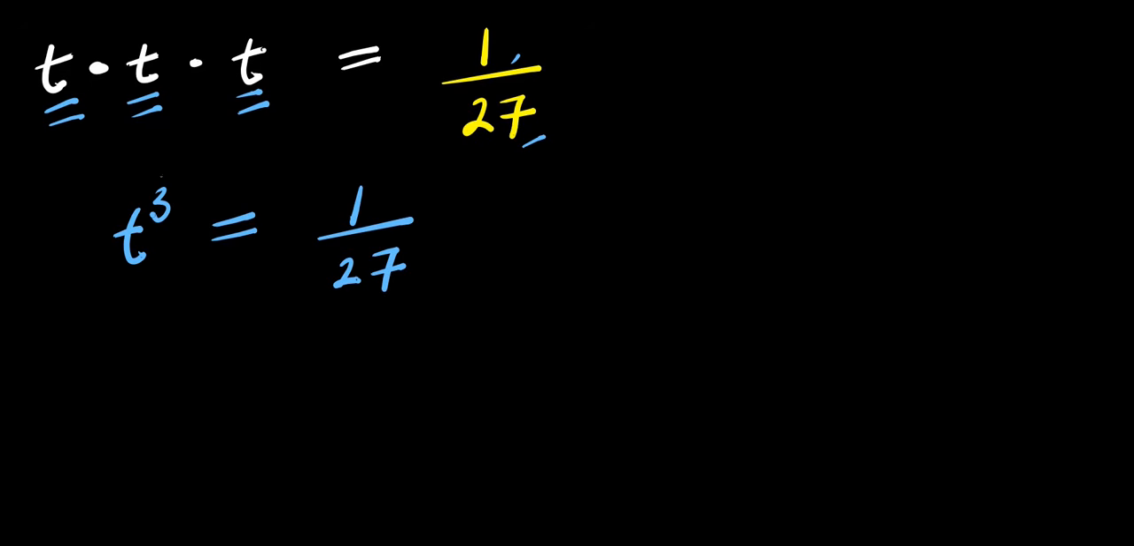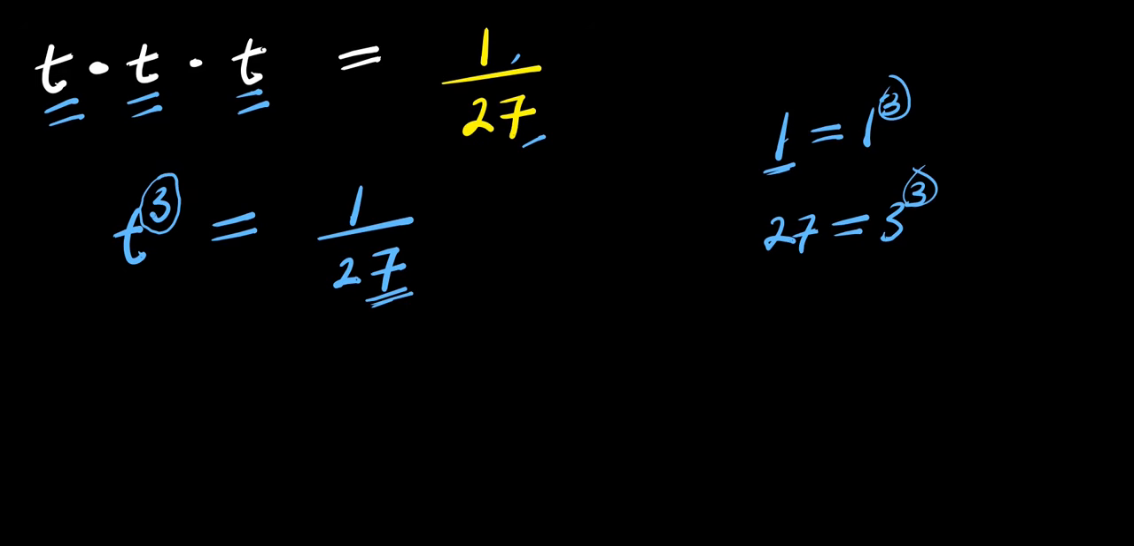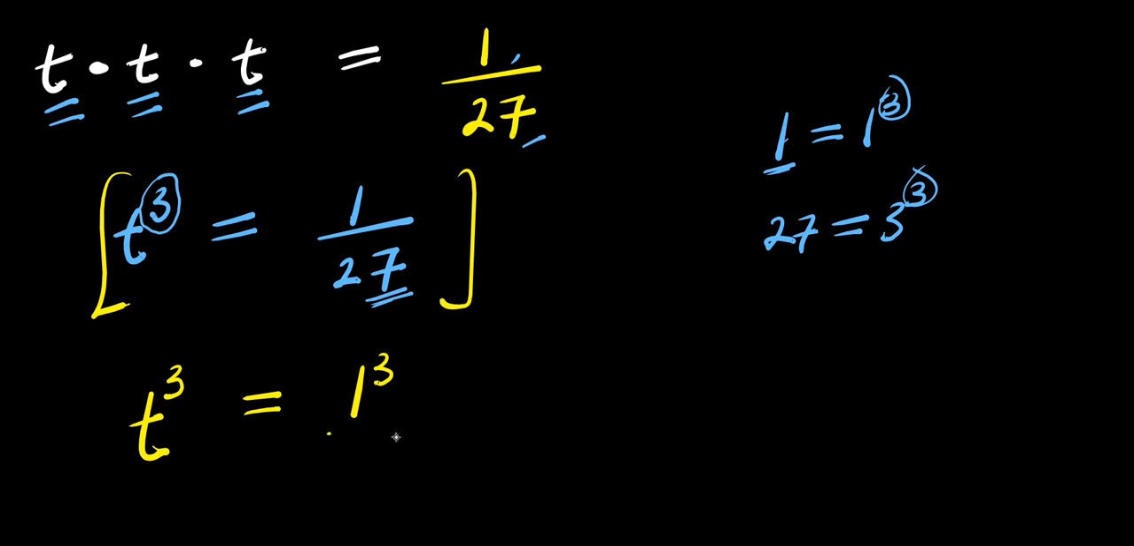Now, this is to the power of 3, and this is just 1, and this is just 27. I can easily have this one as 1 to the power of 3, which is the same thing as 1. And I can also have 27 as 3 to the power of 3, because I want all of them to have the same exponent. So this equation becomes t to the power of 3 equals 1 to the power of 3 divided by 3 to the power of 3.